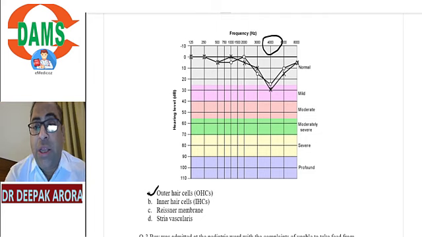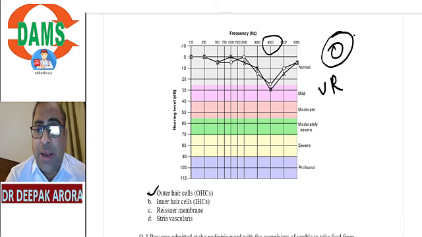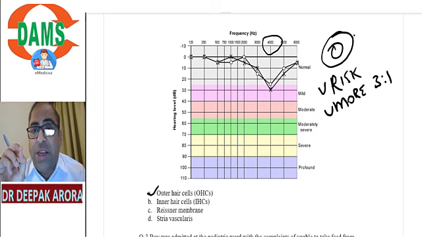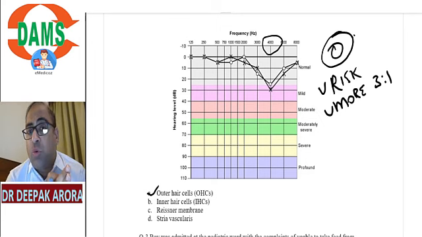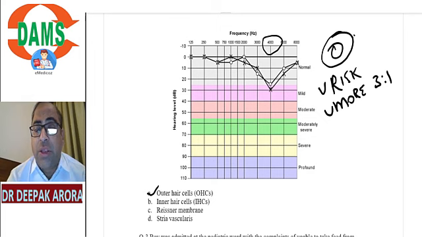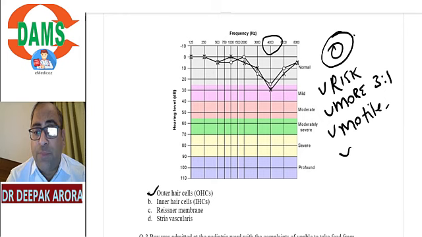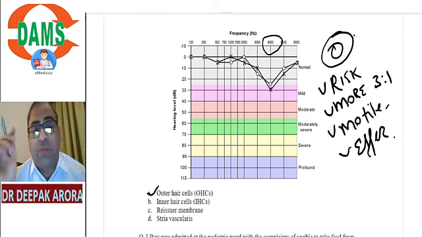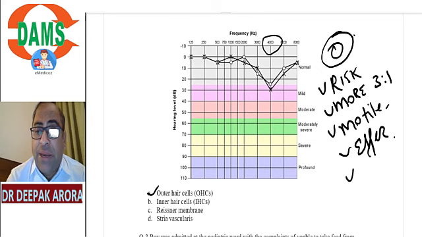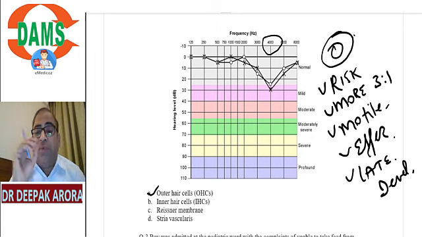Now just try to learn which are the MCQs where the outer hair cell will be the right answer. The outer hair cells, always remember, are at high risk. They are always more in number. There is a 3:1 ratio. If there is one inner hair cell in physiology, there will be 3 outer hair cells. They are motile. They are efferent fibers. Always remember, they develop late in intrauterine life. Late development is there. So these are the 5 important points.